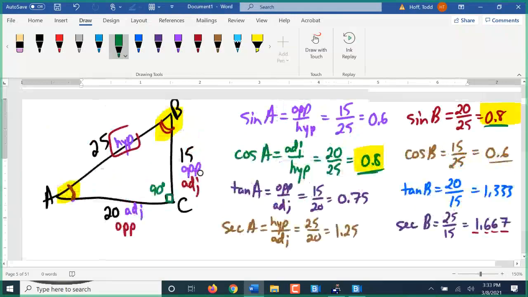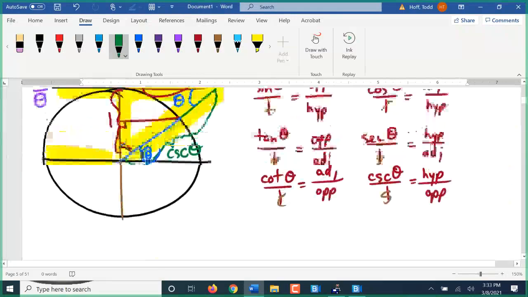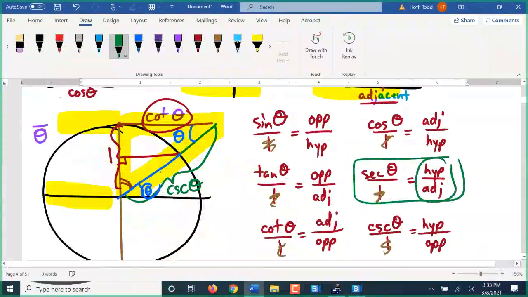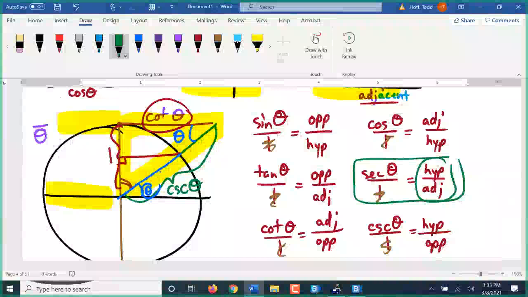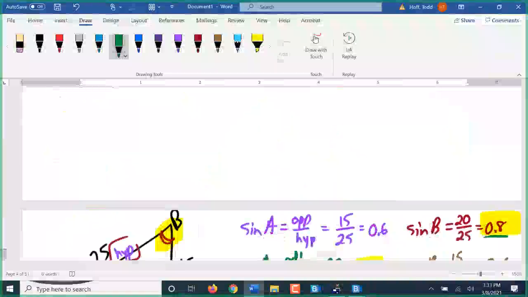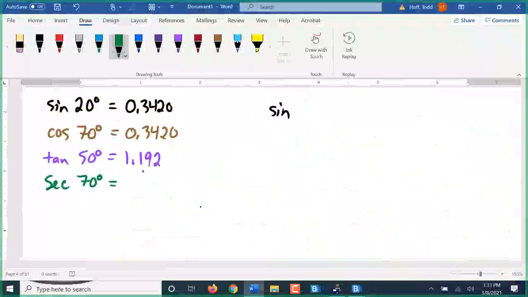Let's go back up here, though, and look at the definition of that secant. Secant is hypotenuse over adjacent. Do you have any other trig function that uses hypotenuse and adjacent? Cosine. It's just reverse. It's adjacent over hypotenuse instead of hypotenuse over adjacent. They are reciprocals. Secant of an angle is equal to the reciprocal of the cosine of the angle. Secant of 70 degrees is actually 1 divided by the cosine of 70 degrees.